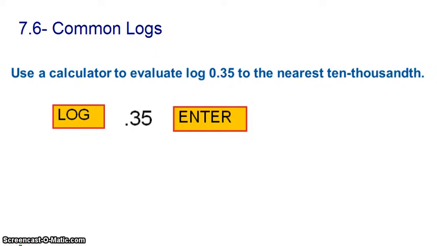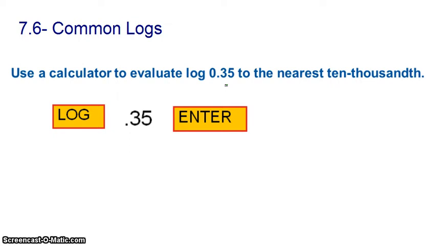So, we are officially being told that the common base is 10. So if I see log of 0.35, I know that is log base 10, which is one of two logs that our calculator is programmed to automatically do. We'll talk about the other one later.